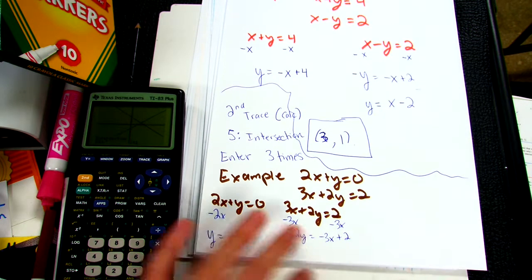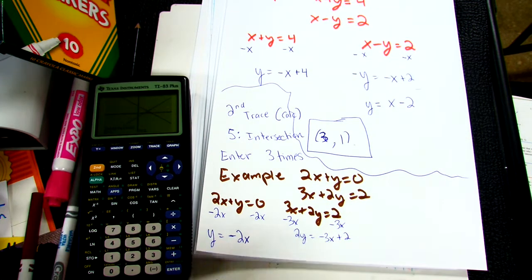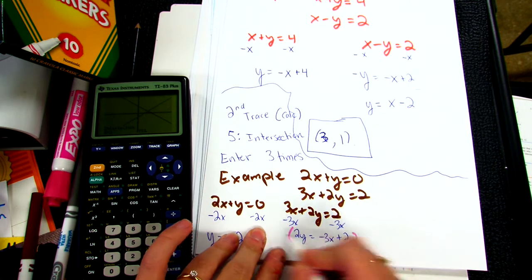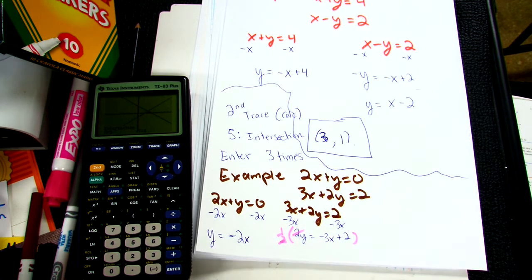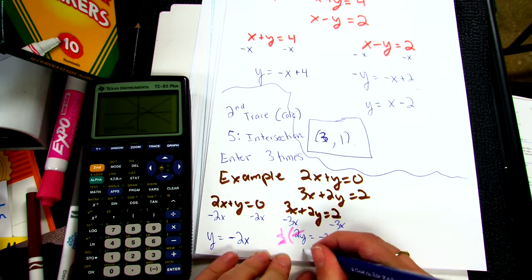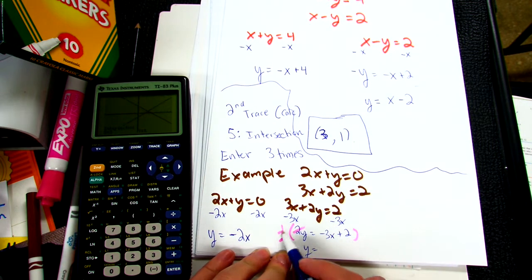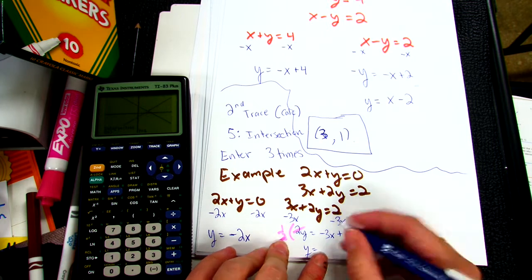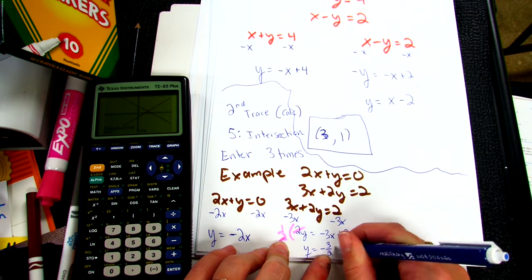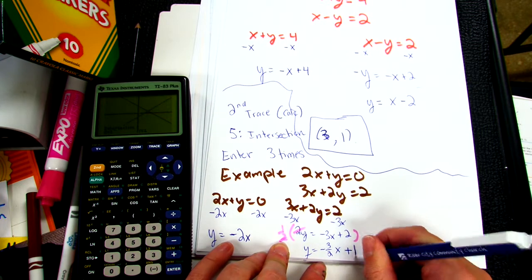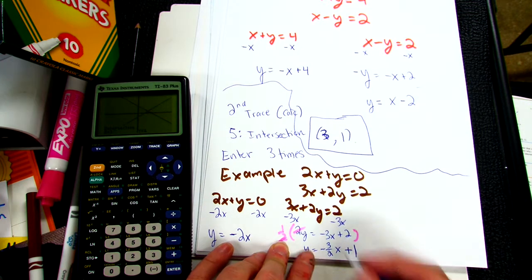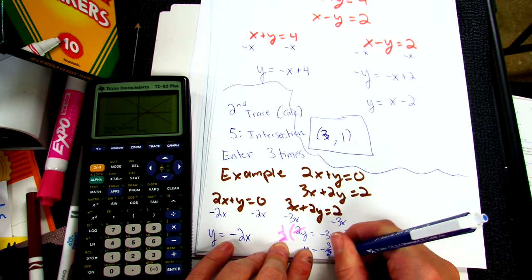Okay, but now I have to multiply everything by 1/2. So that way that 2 will cancel out, leaving me just y equals 1/2 times negative 3x is just negative 3/2 x. 1/2 times 2 is just 1. So we get that for our next equation.